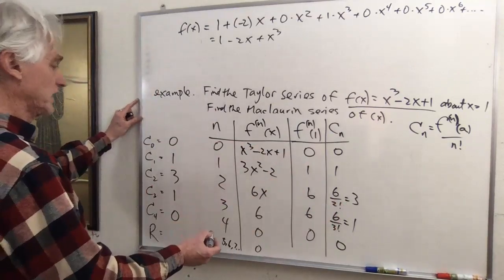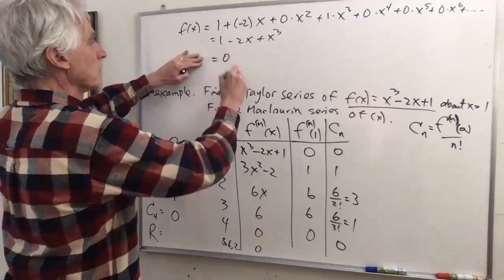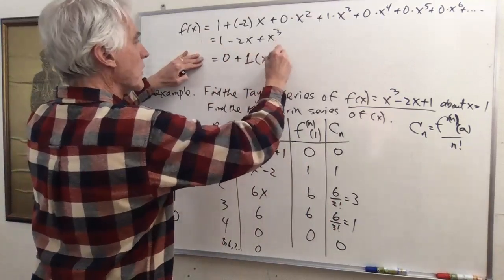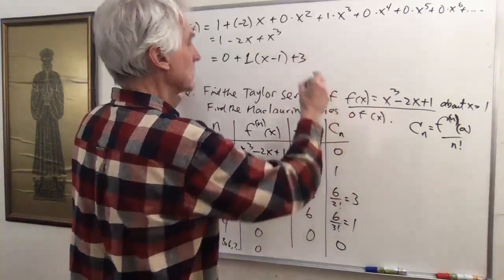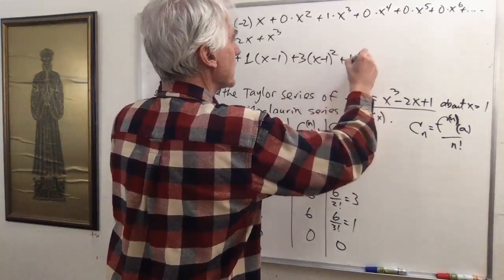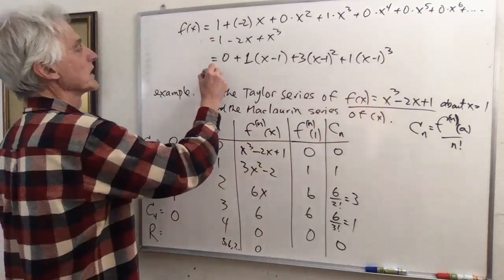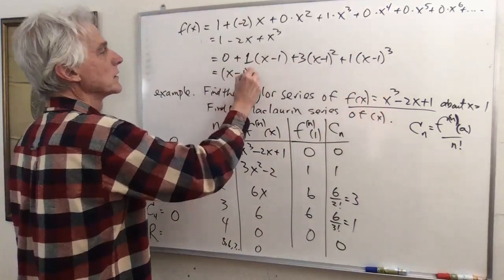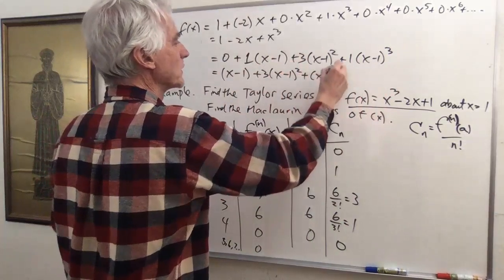So what we found here is that this function can also be written as 0 plus 1 times x minus 1 plus 3 times x minus 1 squared plus 1 times x minus 1 cubed. Okay, or getting rid of the zeros I don't need, this is going to be x minus 1 plus 3 times x minus 1 squared plus x minus 1 cubed.